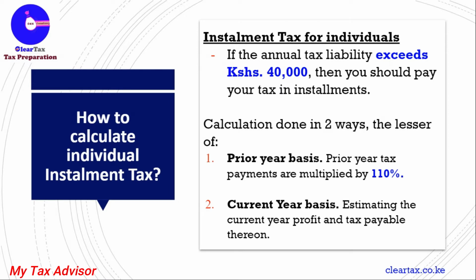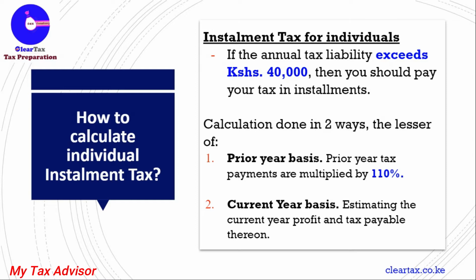So how do you calculate installment tax? We are going to look at the two categories that we've seen: the individual category, and then the companies or non-natural persons. So I'm just going to begin with individuals. Then we can see how they are taxed.